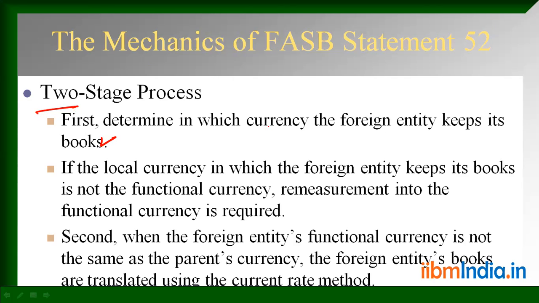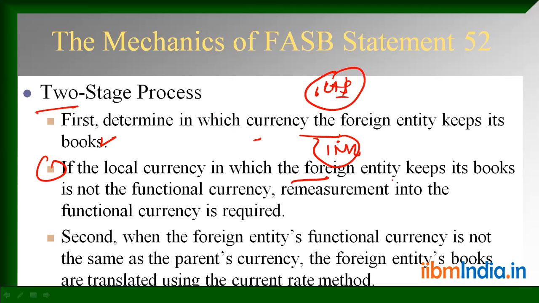Suppose an Indian company is dealing in Canada. The Indian company deals in India in INR, but in Canada it deals in Canadian dollars. So we have to determine whether the company is dealing in Canadian dollars or some other currency. If the local currency in which the foreign entity keeps its books is not the functional currency, then remeasurement into the functional currency is required. Then what we have to do is go for remeasurement into the functional currency.